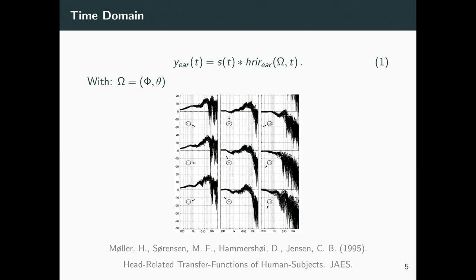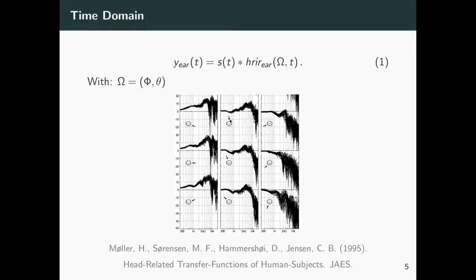Let's see again what happens in the time domain. As I said, we have the convolution operation here. To obtain the output signal Y for one ear in the time domain, we convolve the input signal S with the HRIR for that ear and that specific direction or angle. In the slides that you see, I always use capital omega for azimuth and elevation, or colatitude actually.